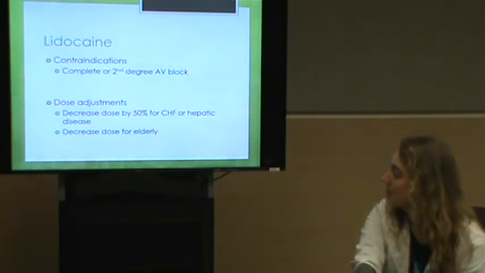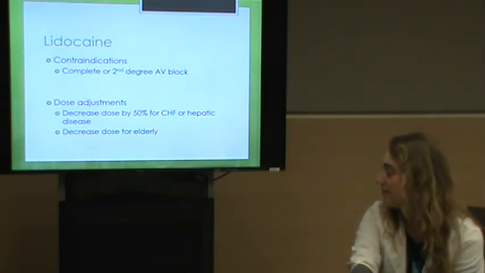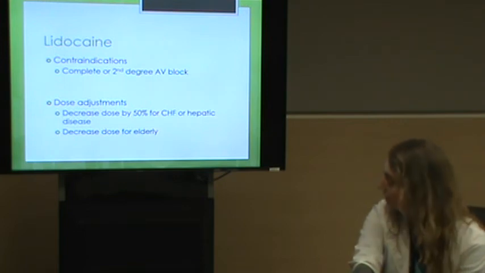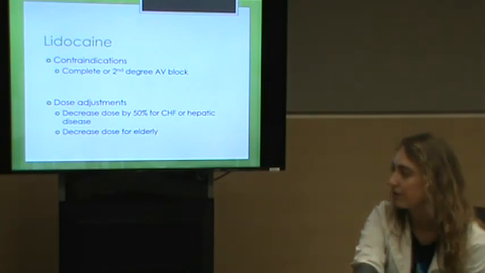In terms of dose adjustments, you would want to decrease the dose by 50% for patients who have CHF, any sort of abnormal liver function tests, or a known hepatic disease, and an approximate 50% or about 45% decrease in dose for elderly patients.